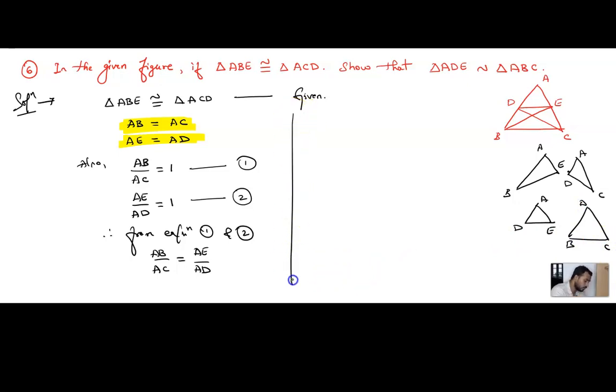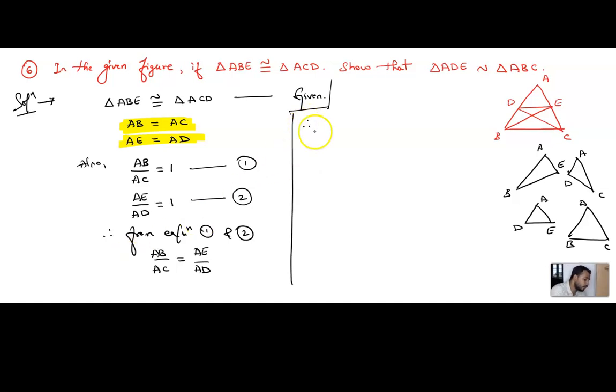Now, see children. Here AB by AC is equal to AE by AD. Can you see the figure? AB by AC we have got is equal to AE by AD. No problem. Now, what can we do children after this step? Shall we take both the triangles?